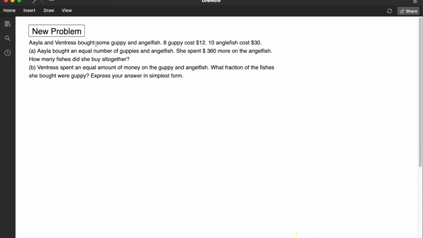Isla and Ventris bought some guppies and angelfish. 8 guppies cost $12. 10 angelfish cost $30. Part A. Isla bought an equal number of guppies and angelfish. She spent $360 more on the angelfish. How many fishes did she buy altogether?